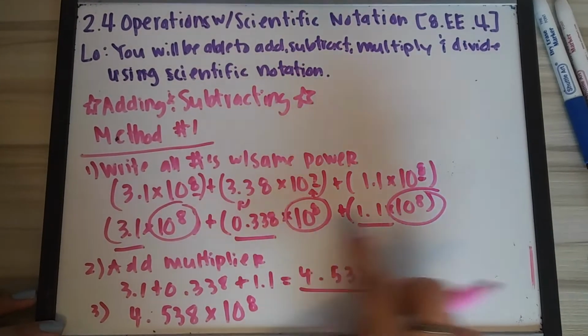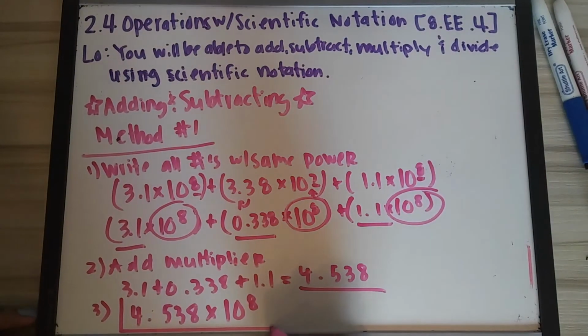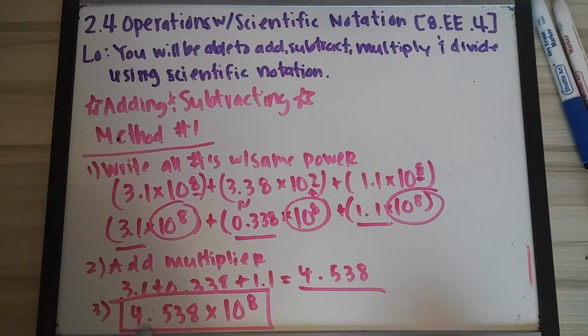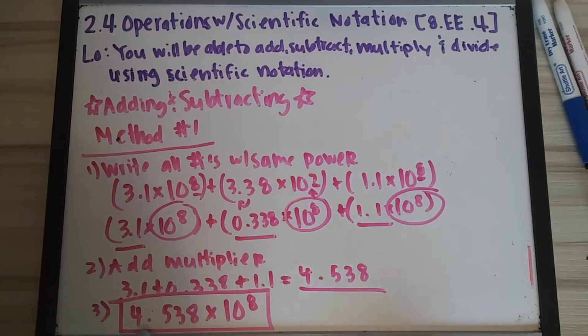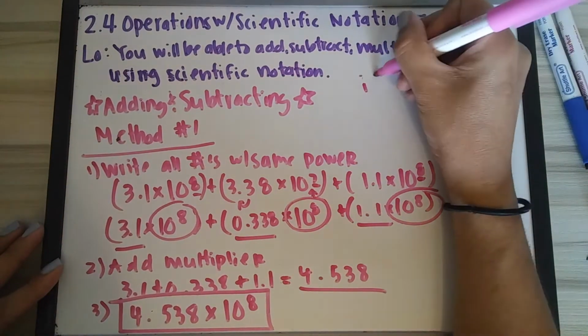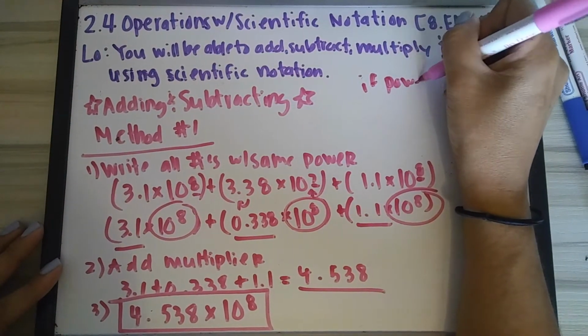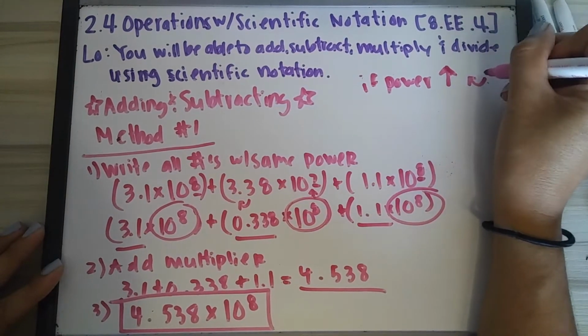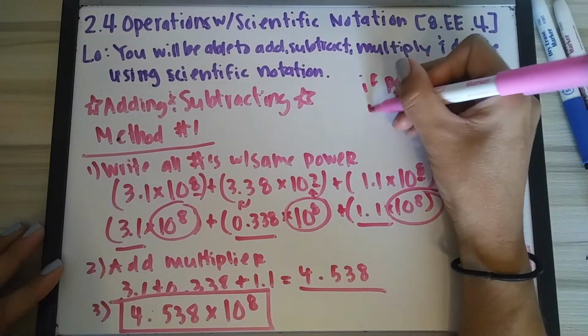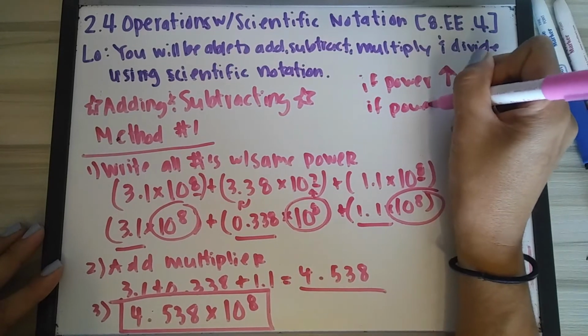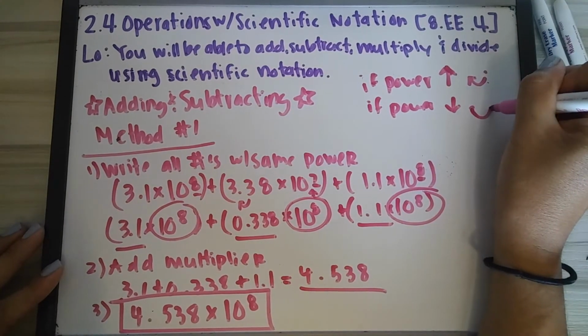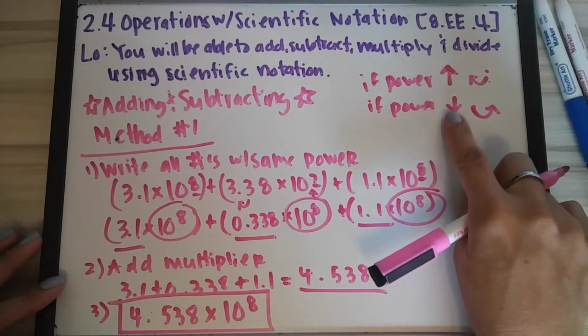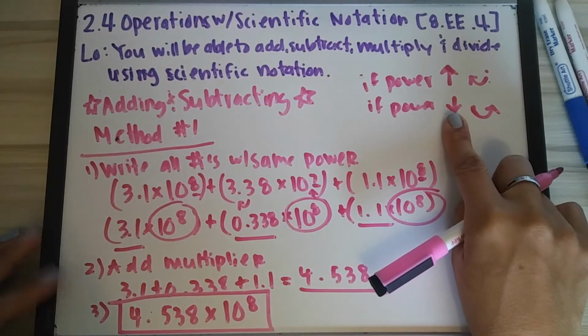Because I'm adding apples, apples, and apples, I'm going to get apples, right? So I just have to check that this number is between 1 and 9.9. So this one works. Just remember, if you're raising the power, you move your decimal place to the left, however many times you moved this one up. If you are decreasing your power, then you move your decimal place to the right, however many times you decreased it. Okay, so that's the first method.